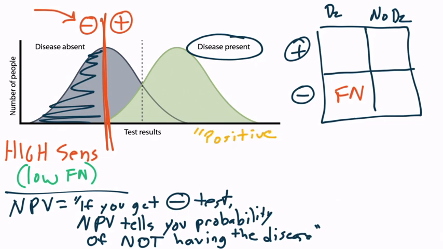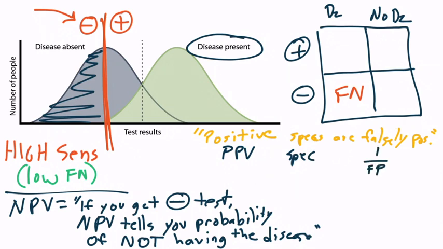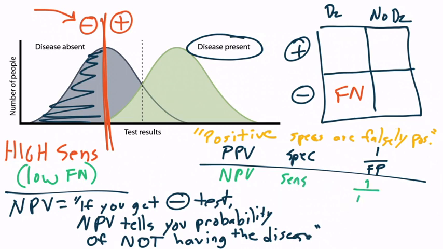And recall the mnemonic, positive specs are falsely positive. This reminds us that positive predictive value is proportional to specificity and inversely proportional to false positives. So by default, we know that negative predictive value is proportional to the sensitivity and inversely proportional to the false negative rate. And we've demonstrated this relationship here. High sensitivity indicates a low false negative rate and a high negative predictive value.